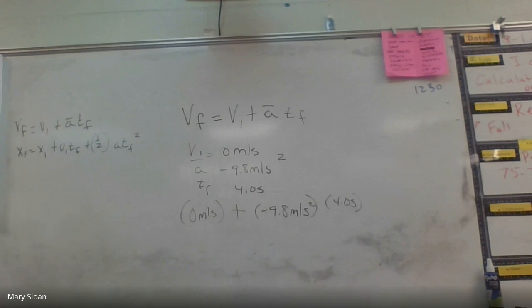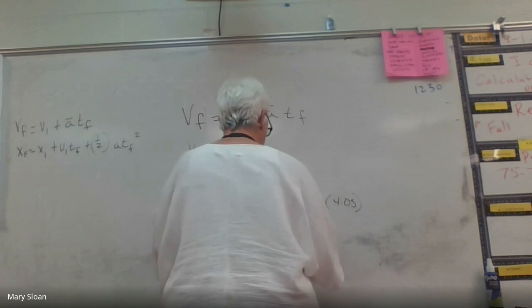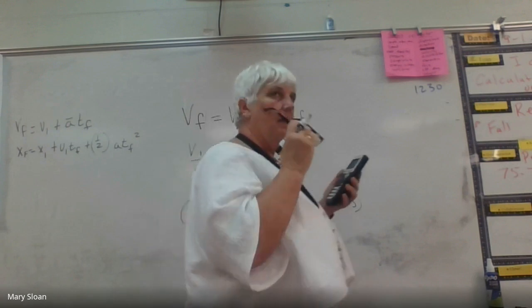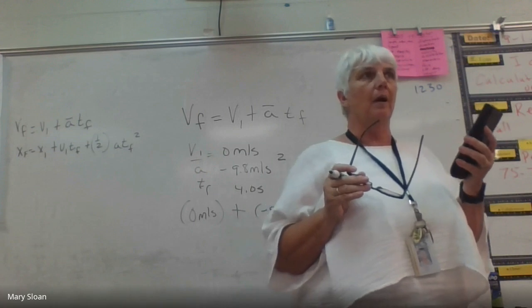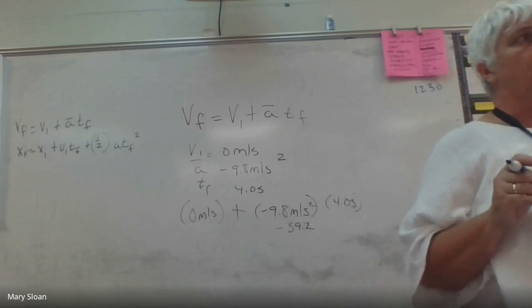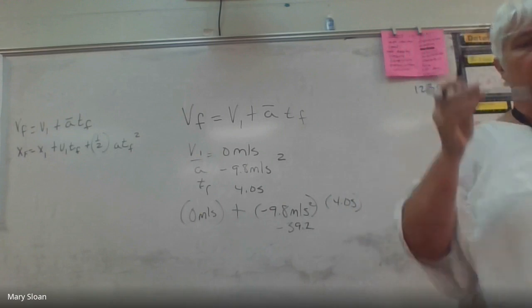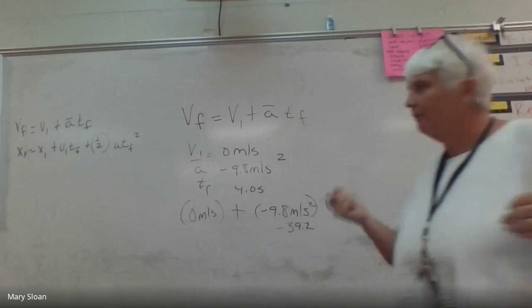All right, guys, what do we get? I get 39.2, right? Negative 39.2. If you did not get that, raise your hand and I'll come to you. Are you good, Robert? Put it in your calculator, make sure you get the answer. Does anybody have a question about that? That is A. How are we going to find B?